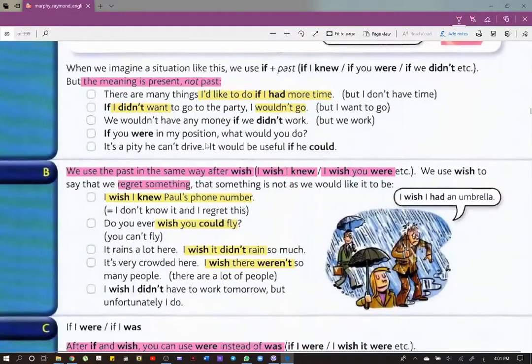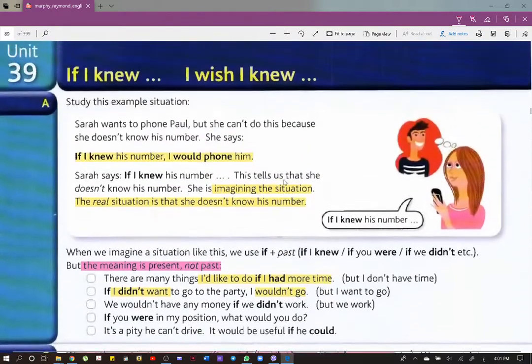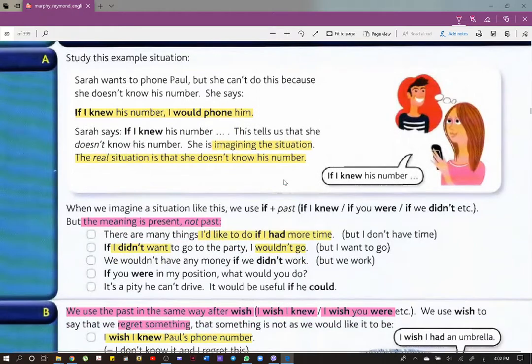Now, here, for instance, we use the past in the same way after wish. Look here, we say, I wish I knew, but I don't. Again, we are using the past only to tell the listener that the situation is not real.